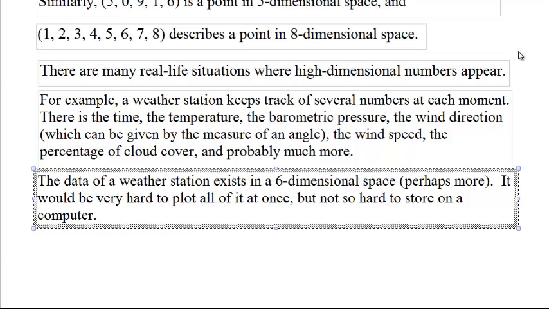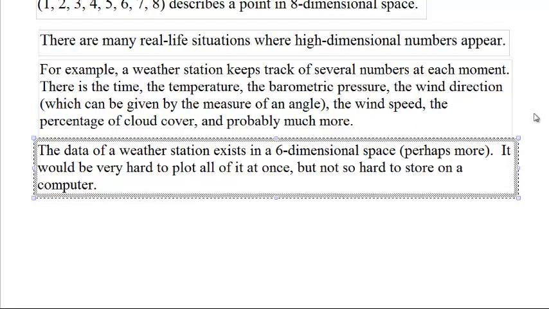It would be very hard to plot all of this at once, but it's not very hard to store it on a computer. Probably they only deal with some of the stuff at once, but I'm sure the computer would keep track of several things at once. The temperature, the barometric pressure, humidity, I forgot about that one.